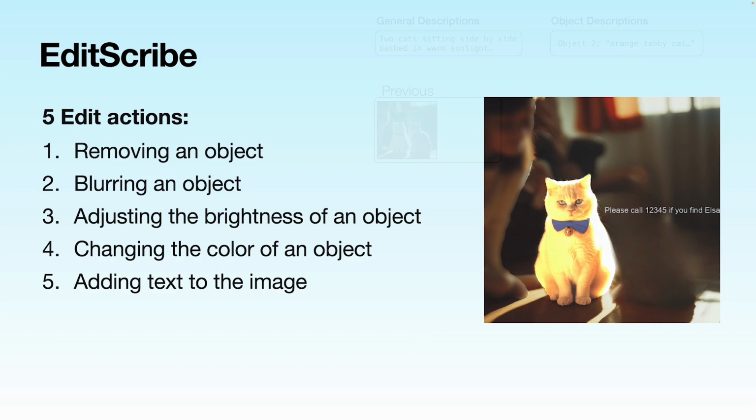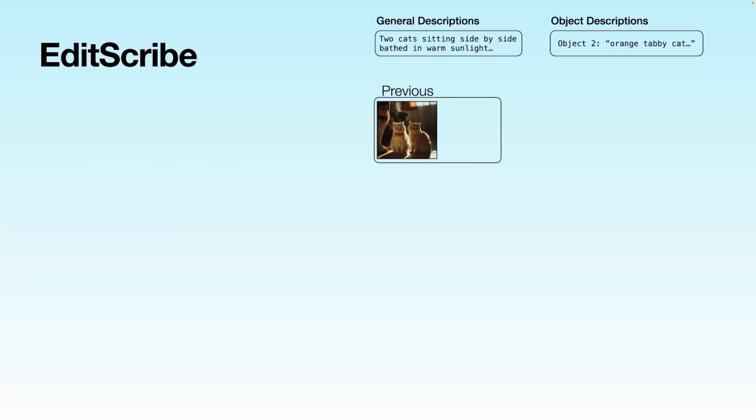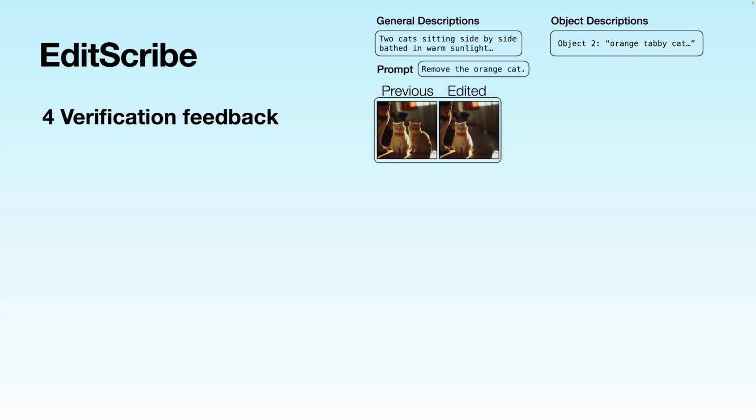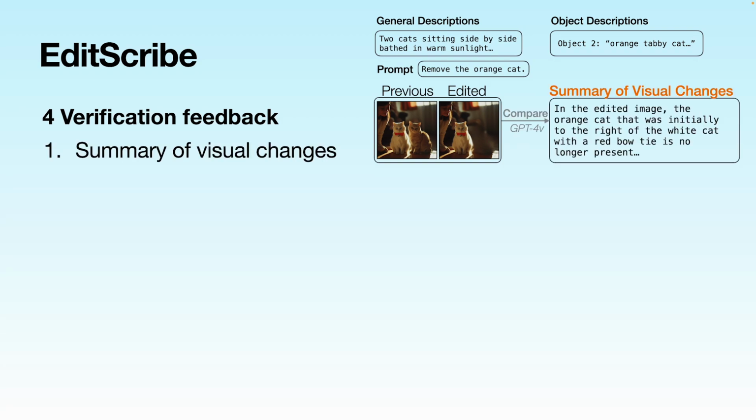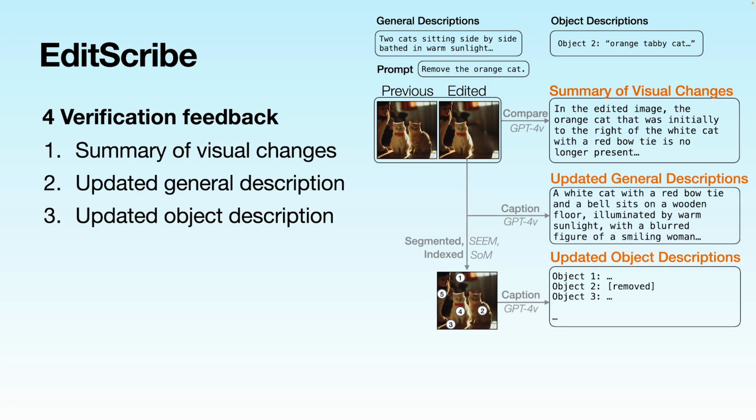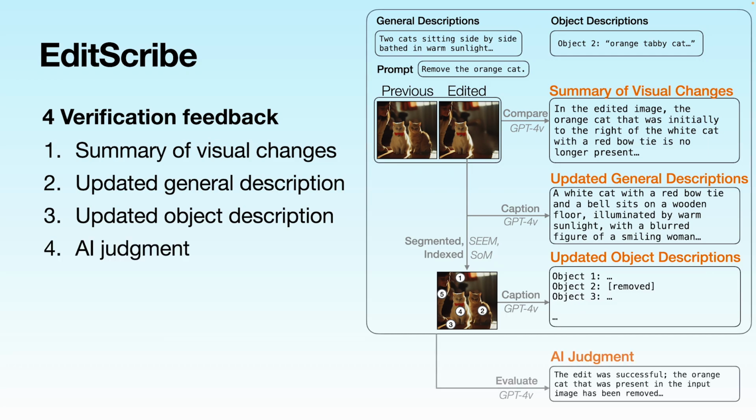Using EditScribe, the user can first comprehend the image content through initial general and object descriptions, then specify edit actions and the target object using open-ended natural language prompts. EditScribe performs the image edit and provides 4 types of verification feedback for the user to assess their edits, including a summary of visual changes, updated general and object descriptions, and AI judgment.